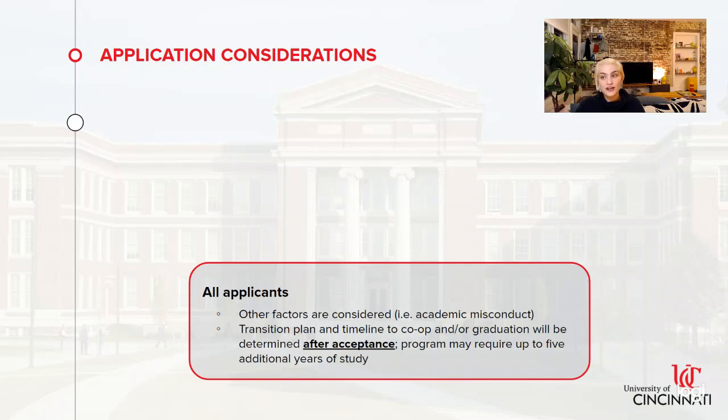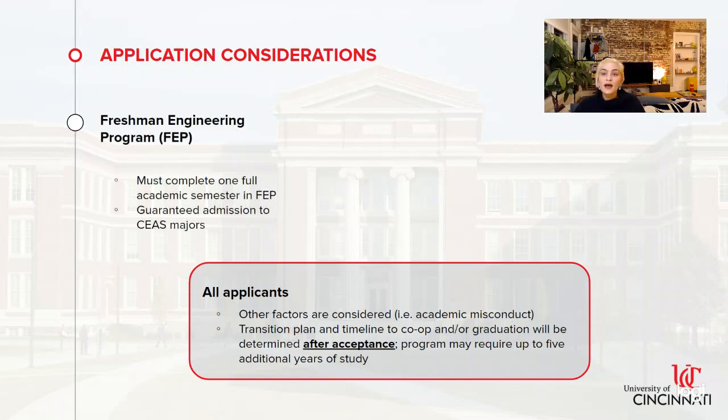And then we have some considerations that vary by applicant type. The first group, FEP: those students must complete 1 full semester in FEP. So they're admitted to the program from high school, and even if somehow they're meeting other criteria based on things they did prior to coming to UC, they're still going to have to spend 1 full semester in that program. These students also have guaranteed admission to CEAS majors. Some of our more competitive programs every once in a while have capacity constraints, meaning some limitations to how many students can be accepted, and those capacity constraints just don't apply to FEP students.